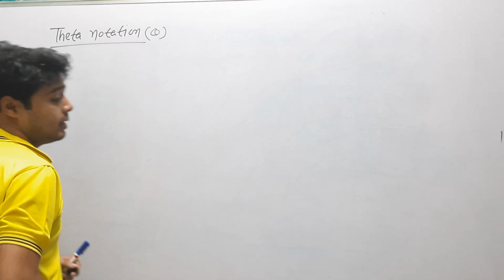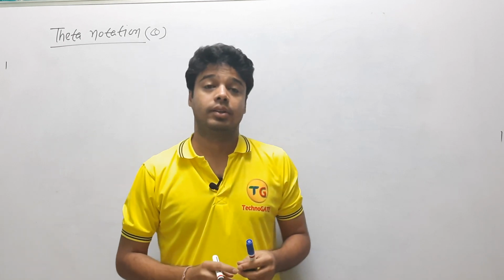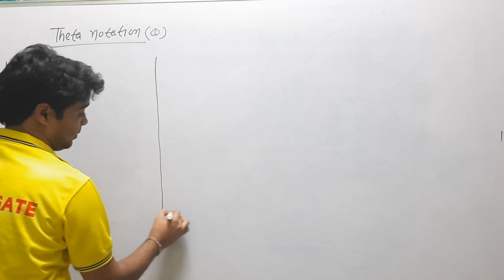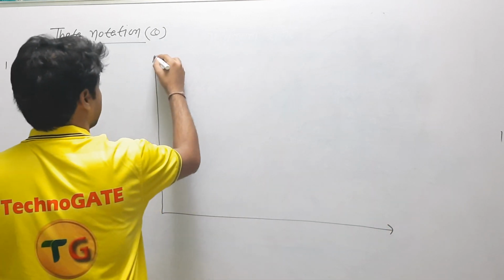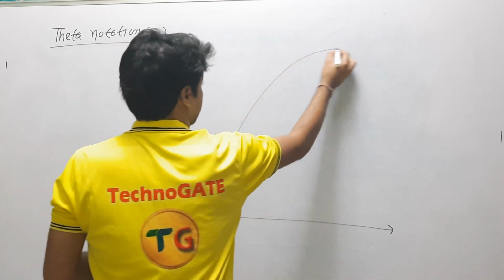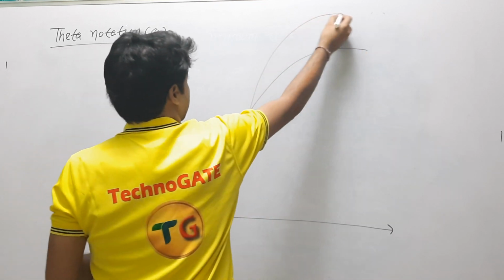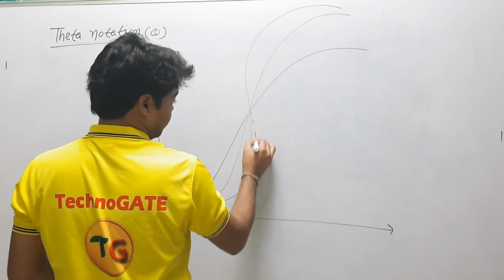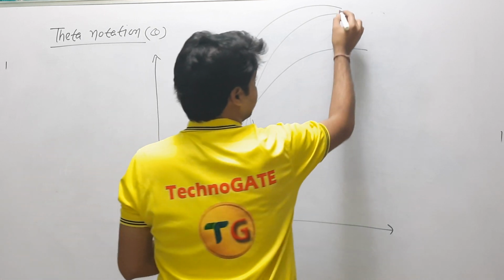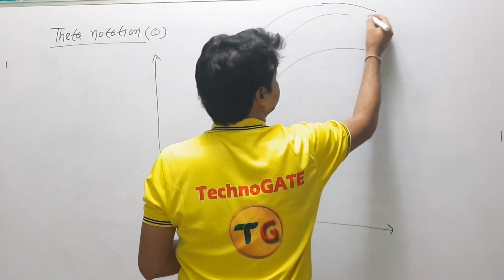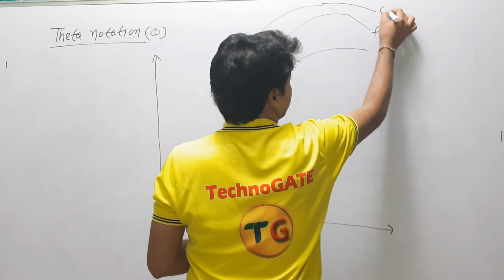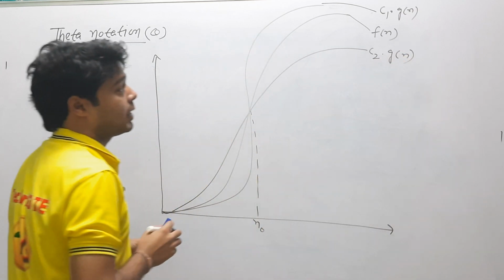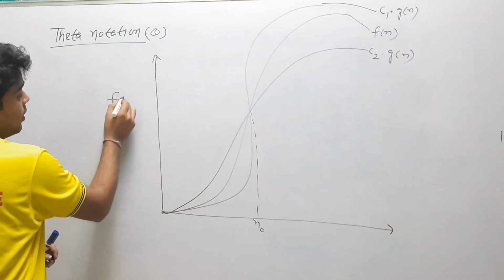Theta notation is in between the upper bound and the lower bound. So let's check. This is the meeting point here. This is the Fn. This is the C1 dot Gn upper bound and the C2 dot Gn lower bound. So Fn always exists in between the upper bound and the lower bound.